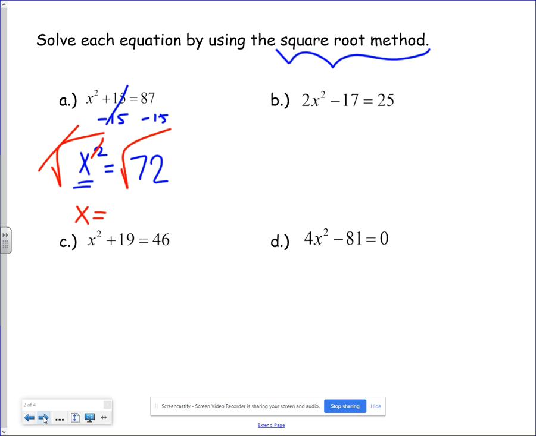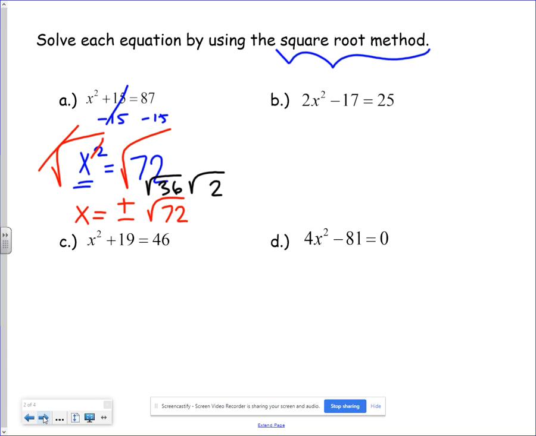The square root of x squared cancels out and you just get x. Now it's important that you remember to do this. When you use the square root method, you've got to put plus and minus on your answer. So x is equal to plus or minus the square root of 72. That's my answer. But just like we did on the first slide, you want to make sure your square root is simplified. 72 is not a perfect square. So I've got to find the largest perfect square that divides into 72. And that's 36. 36 goes into it twice.